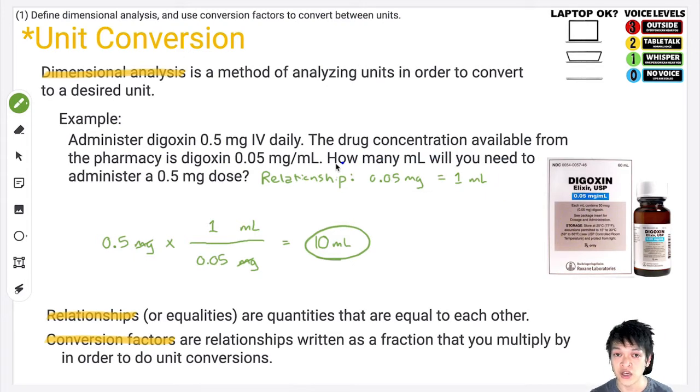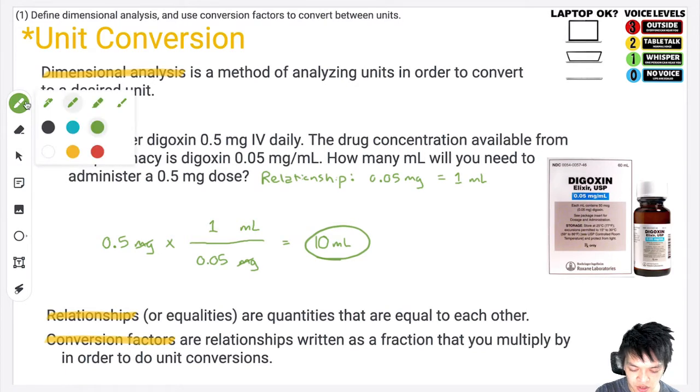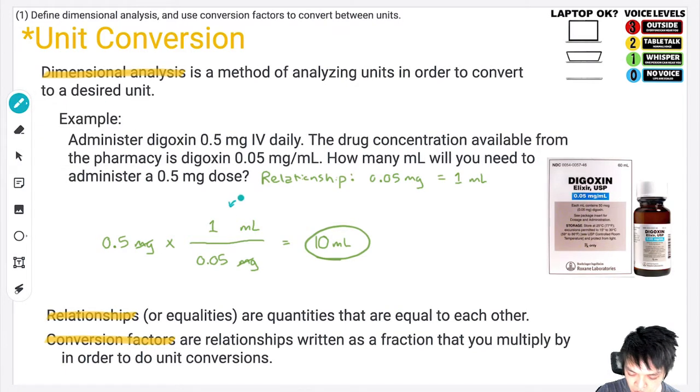Relationships are also called equalities because there is an equal sign. Something equals something. Now, a conversion factor is a relationship written as a fraction that you multiply by in order to do unit conversions. We have a conversion factor right here. So I'm going to label that conversion factor in a different color. Okay.